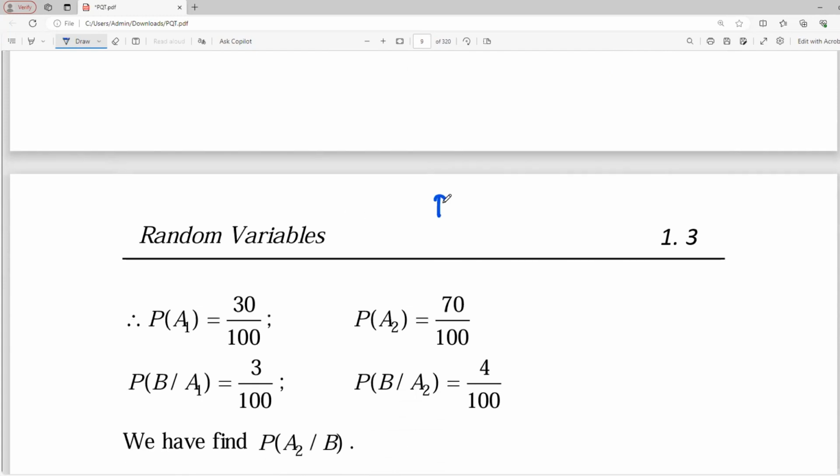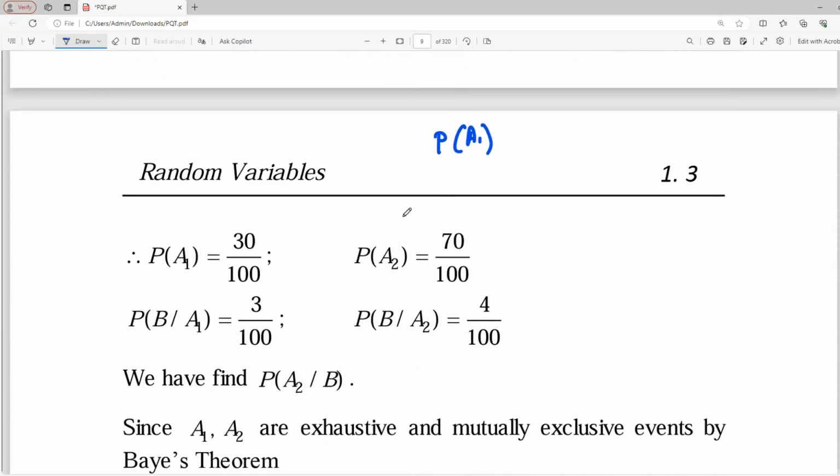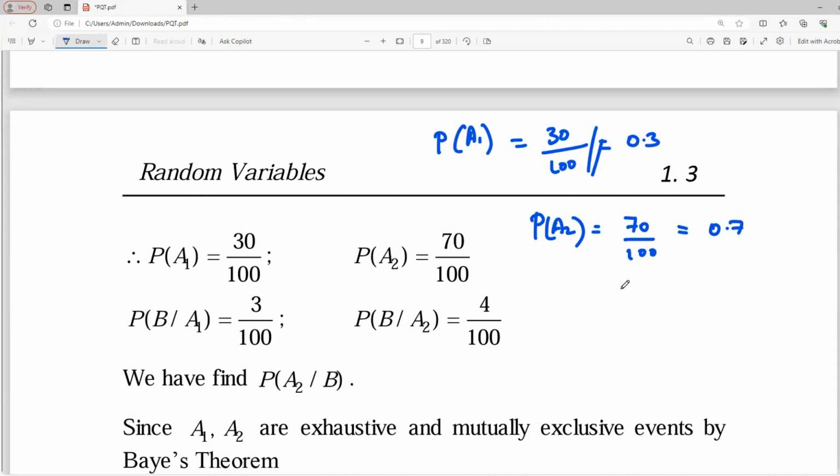So first thing that we have to do is find the probability of A1, because according to the Bayes formula, we need the probability of A1, the probability of A2, whatever it is. Probability of A1 is 30% of 100, that is 0.3, or keep it as 30 by 100 itself. Then probability of A2 is very simple: 70% of 100, which is 0.7. I keep it as 70 by 100.